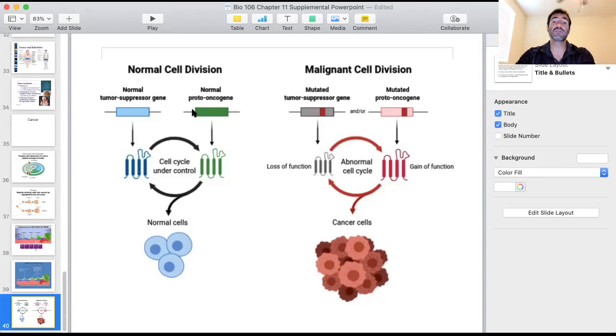So one or both of either a mutated oncogene or mutated tumor suppressor gene can actually cause the cell to divide uncontrollably, either because in the case of the oncogene, it's being told to divide too rapidly, or in the case of the tumor suppressor gene, there's nothing to tell it to stop dividing.